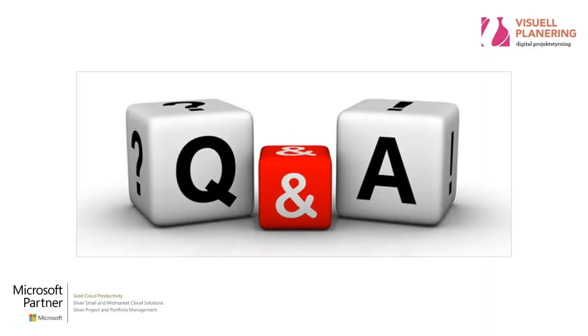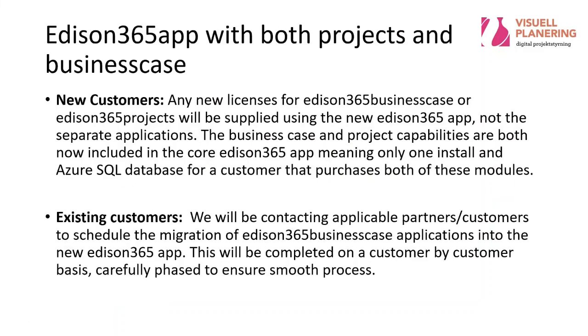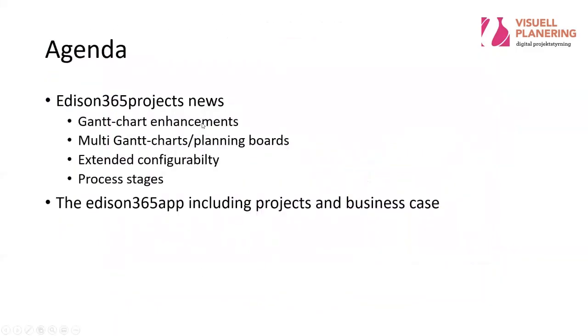So, yes, that was what I was planning to go through today. If I go back to the agenda, we have looked at the Gantt chart enhancements, the multi-Gantt charts or multi-planning boards. We have looked at some extended configurability, and we have looked at the process stages. And last but not least, some information on the new Edison 365 app, which for those who are only running projects or only running business case will be a simple technical enhancement that provides for easier addition of the other product later on. For those who already use both, it will reduce the amount of infrastructure to keep up to date and provide for smoother integration and reporting.